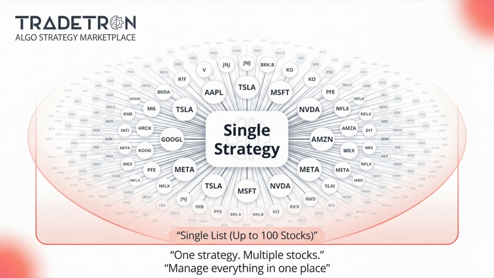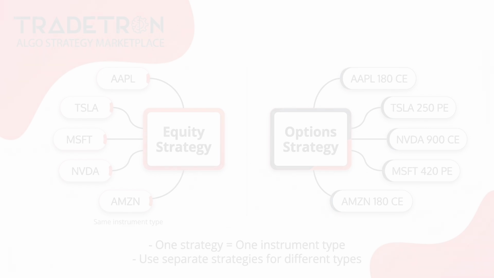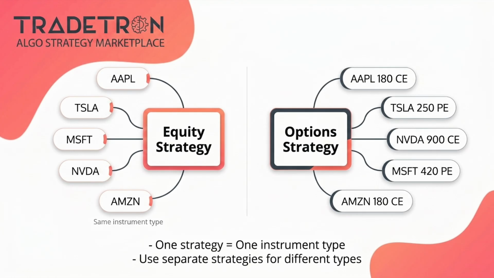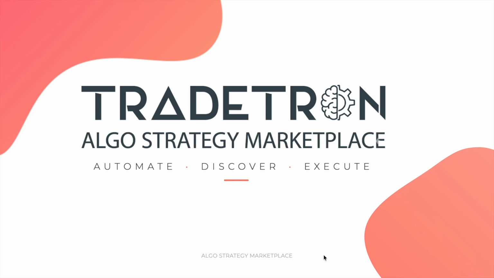Instead of creating separate strategies for each stock, you can manage everything in one place. You can add up to 100 stocks in a single list, so one strategy can trade across all of them. And this works for equities, options, ETFs, and even indices. So yeah, this is a really powerful way to scale your strategies.